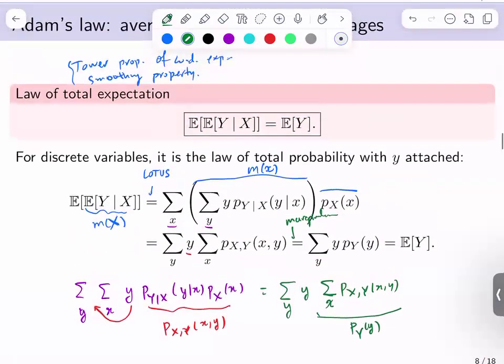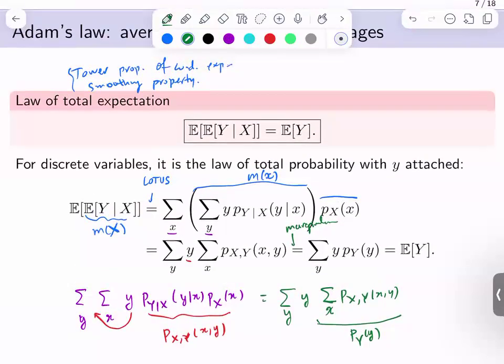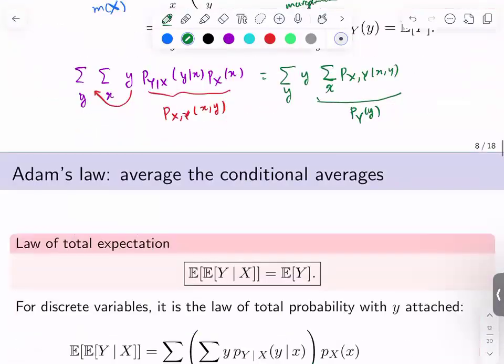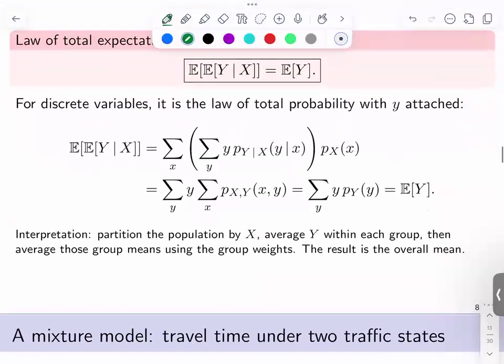This is called Adam's law, law of total expectation, tower property, smoothing property, depending on who you ask. Everyone has a name for it. So it's a very important property.